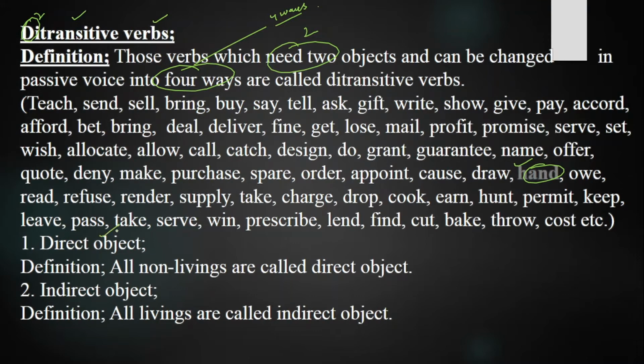Ditransitive verbs need one direct object and one indirect object. What is a direct object? All non-livings. And what is an indirect object? All livings. So all non-livings are called direct objects and all livings are called indirect objects. Why do they need two objects? Keep in your mind, if you put only one of the objects, the meaning will not be clear and understandable.